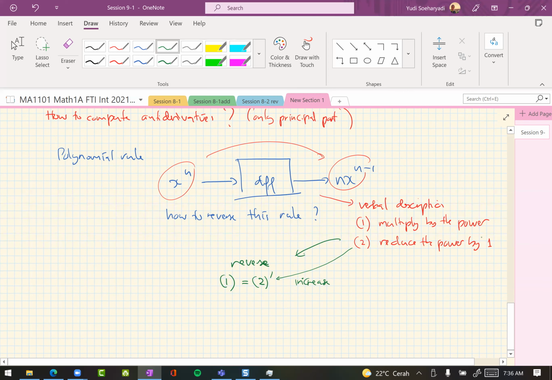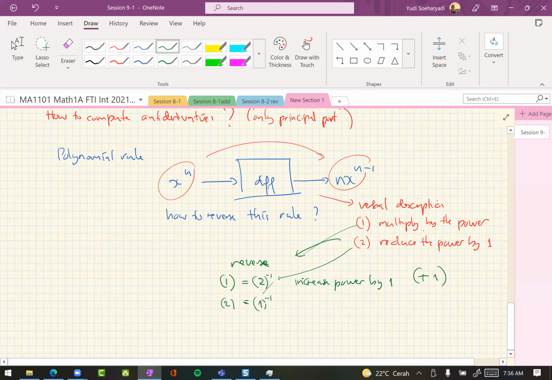Because you decrease the power by 1, now you increase the power by 1. So plus 1. Okay. And then the step 2 here is the reverse of that. Just so you understand my notations, the power minus 1 is the inverse. Just like the inverse of step 1.